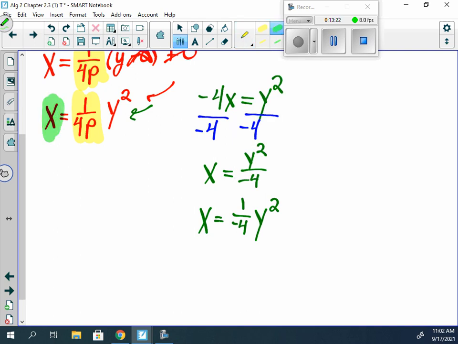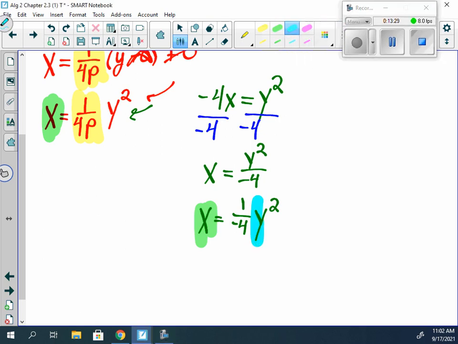X is by itself here, yes? Is x by itself here? Yes. We have our y squared term here, and our y squared term here, yes?